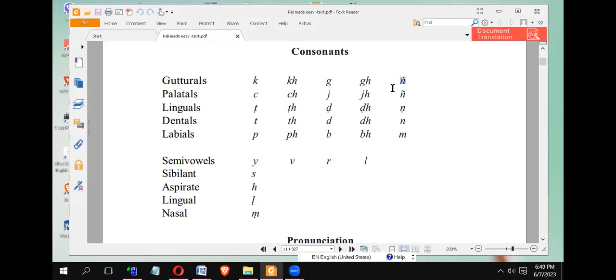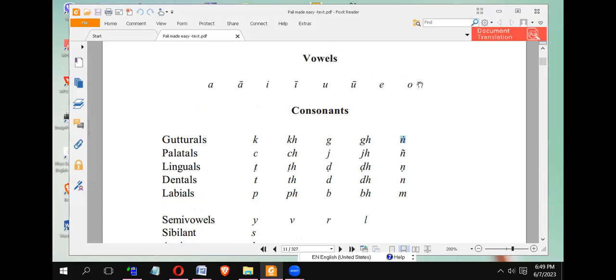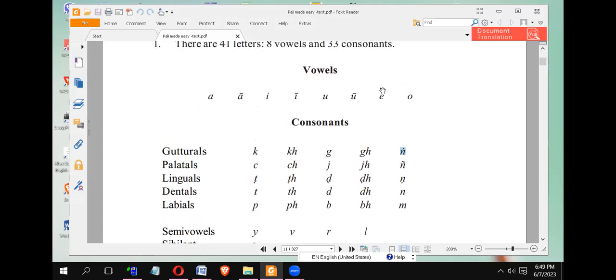Yeah, I would like to try. A, I, U, E, O. Gutturals are ka, ga. A, I, U, A is a long vowel. E, O. Okay, so guttural, ka, ga. Palatal is ch.